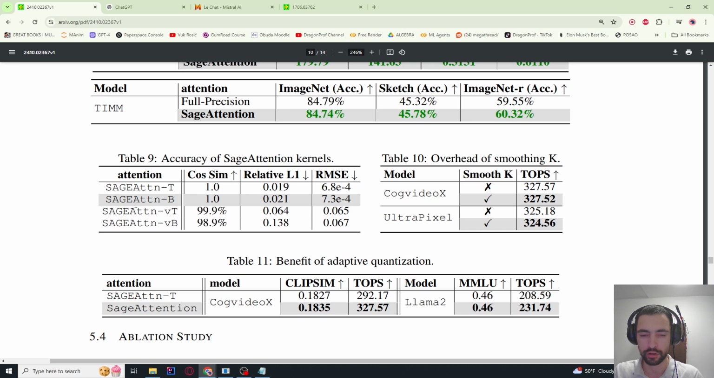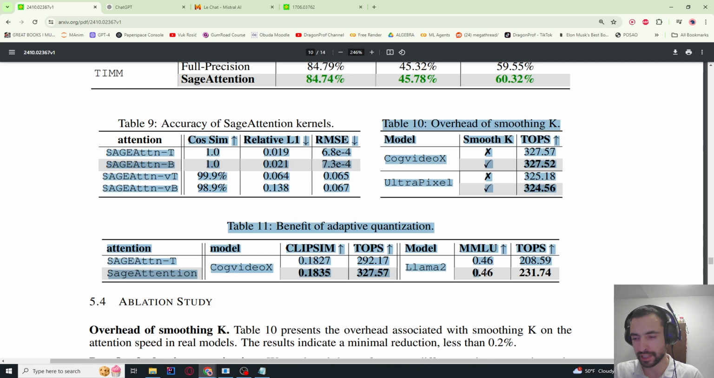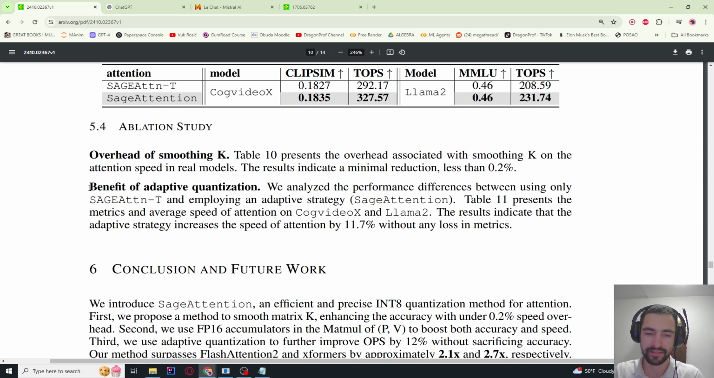So let me scroll through these tables as well. So these are different algorithms. These are the tables that we showed already with just different algorithms, so you can see these algorithms here as well. They also got some benefits of adaptive quantization, so they have two algorithms that they compare, the simple one and this one that's doing adaptive quantization, and they see that results indicate that the adaptive strategy increases the speed of attention by 11.7% without any loss in the metrics.